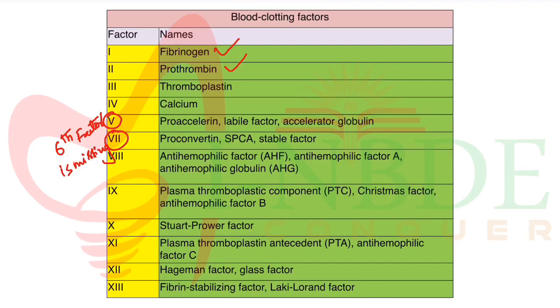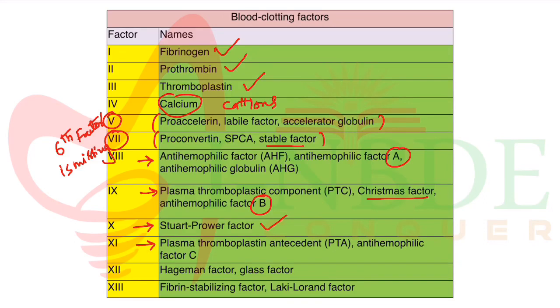That is, 1 is fibrinogen, 2 is prothrombin, 3 is thromboplastin, 4th is calcium ions. These are the other names of factor 5. And this is factor 7, the stable factor. Most of your questions will move around factor 8, which is also called the anti-hemophilic factor. Factor 9 is also called the anti-hemophilic B factor, which is also called the Christmas factor. And next comes factor 10, that is the Stuart-Prower factor.